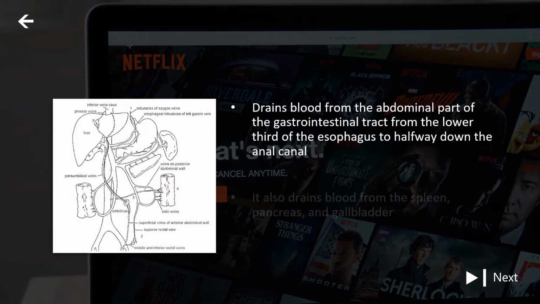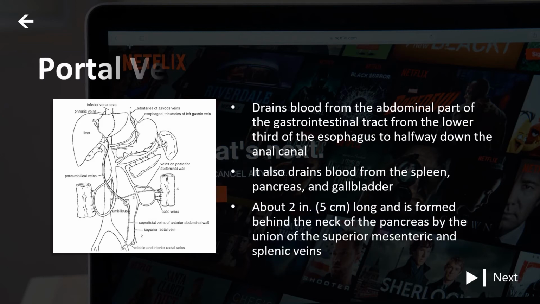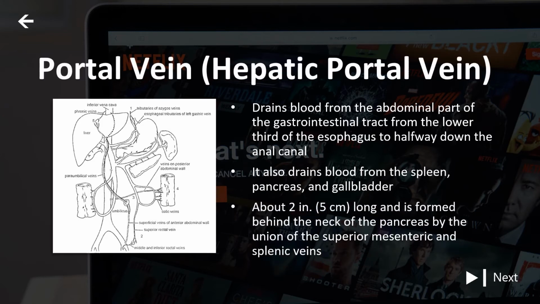The portal vein, or the hepatic portal vein, drains blood from the abdominal part of the gastrointestinal tract from the lower third of the esophagus to halfway down the anal canal. It also drains blood from the spleen, pancreas, and gallbladder. The portal vein enters the liver and breaks up into sinusoids, from which blood passes into the hepatic veins that join the inferior vena cava.